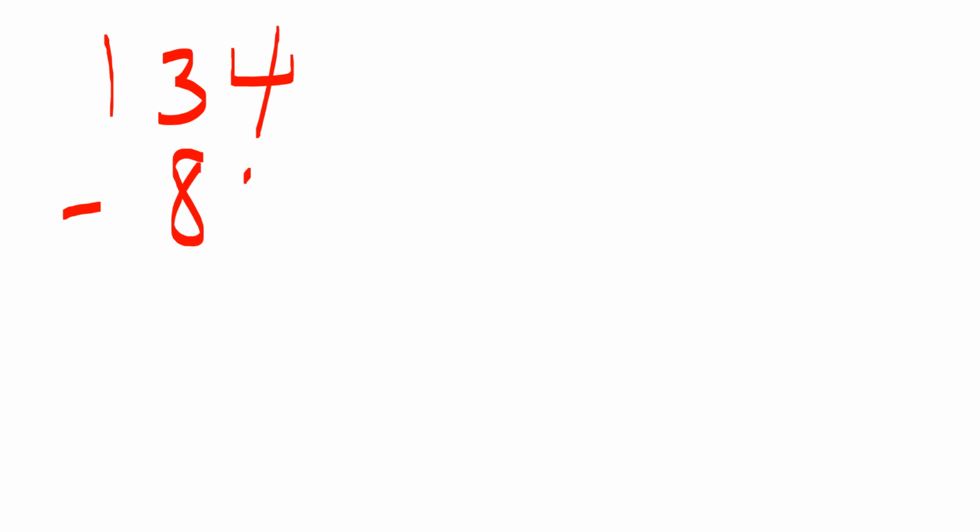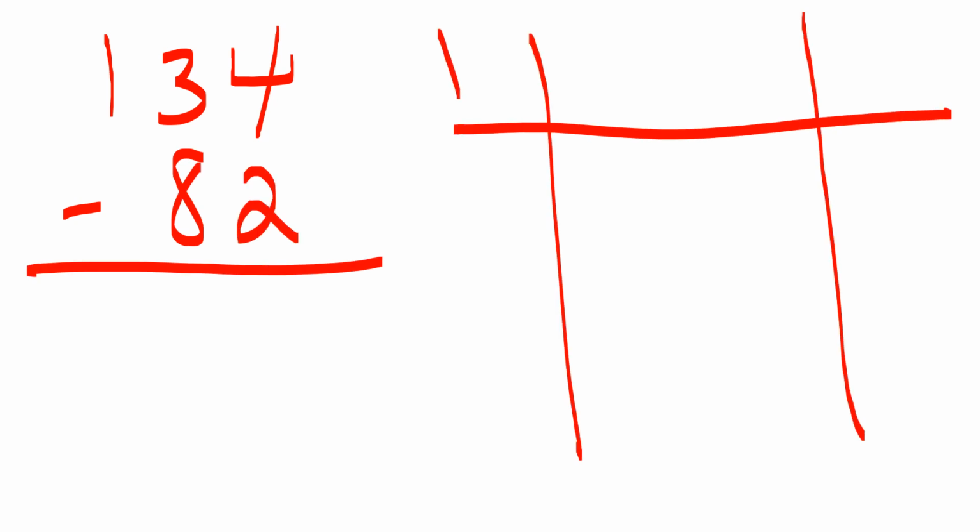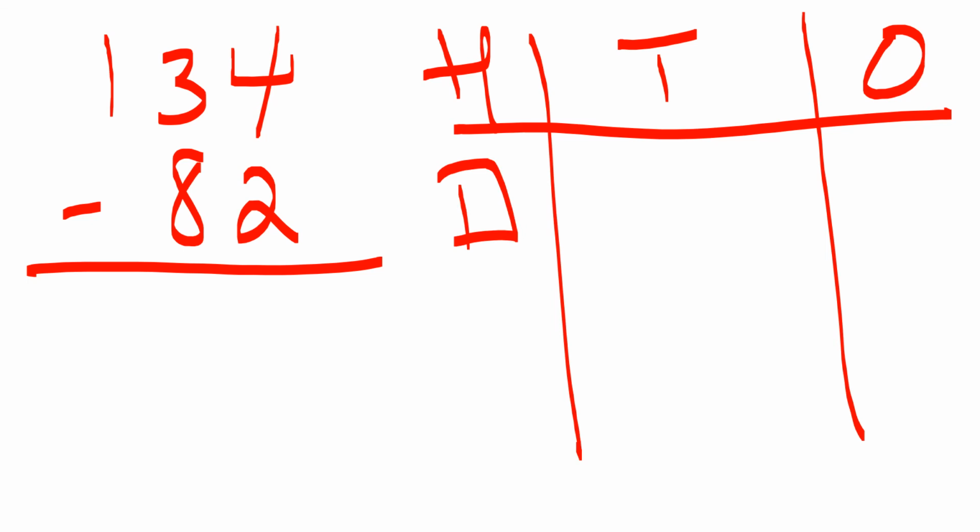I'm going to keep using that word because that's one of our vocabulary words. All right, my last problem for today is 134 minus 82. And again, because it's subtraction, I am going to show you both the HTO method as well as the regular algorithm.